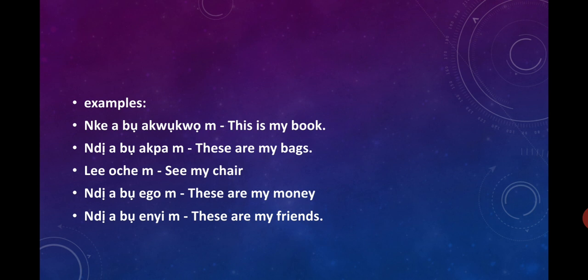Nke a bụ akwụkwọ m. This is my book. Ndị a bụ akpa m. These are my bags. Lee oche m. See my chair. Ndị a bụ ego m. These are my money. Ndị a bụ enyi m. These are my friends. So that's how to make sentences with this.